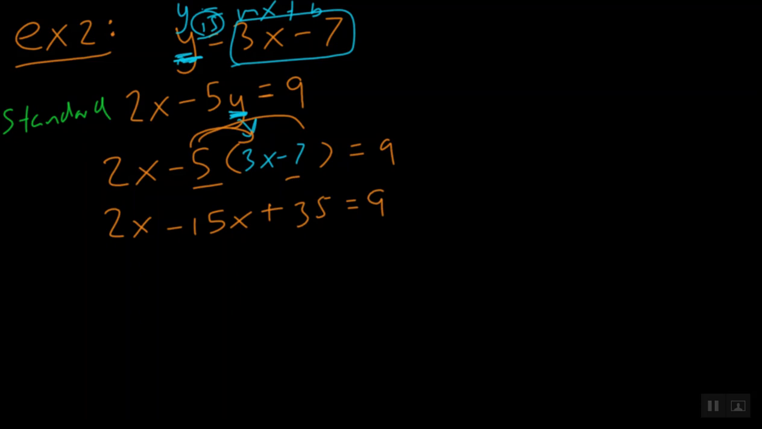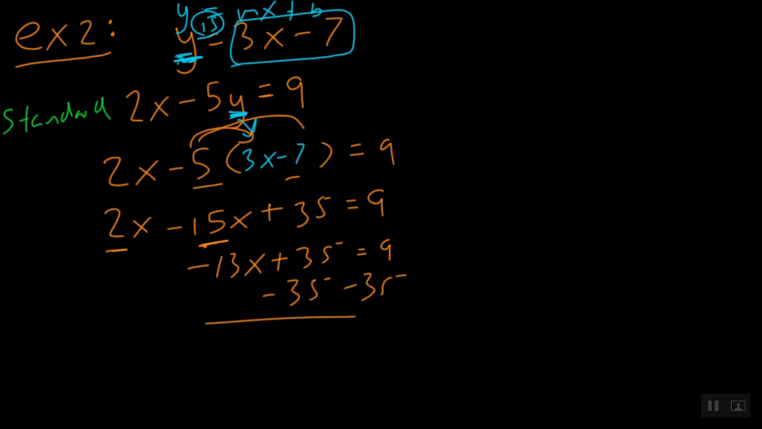Now from here, let's go ahead and combine our like terms. Remember, we're on the same side of the equal sign, so we don't change the sign. 2x minus 15x will actually give us negative 13x plus 35 is equal to 9. And from here, in order to get x by itself, let's do minus 35 minus 35. And in this case, we'll get negative 13x is equal to 9 minus 35, which will actually give us negative 26.